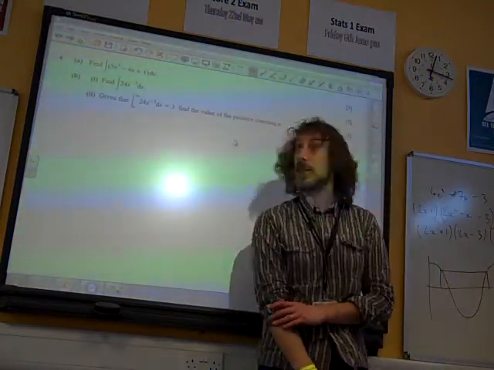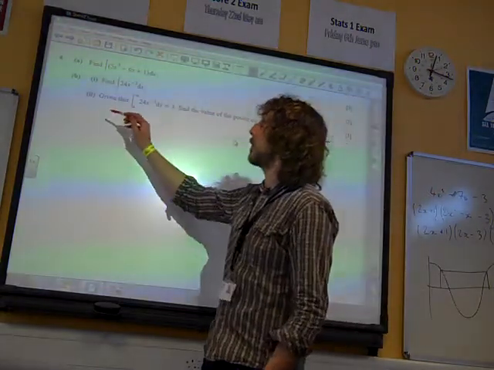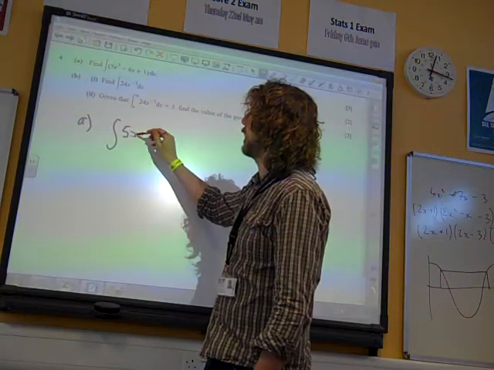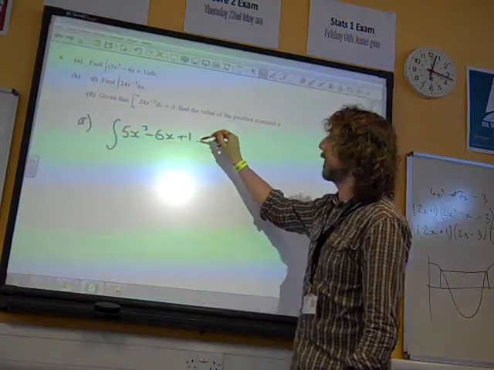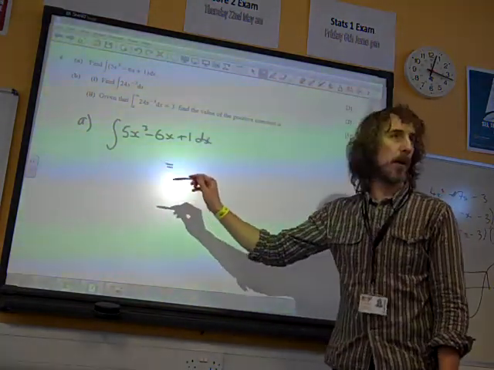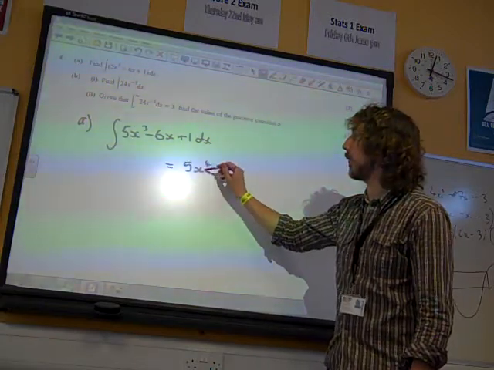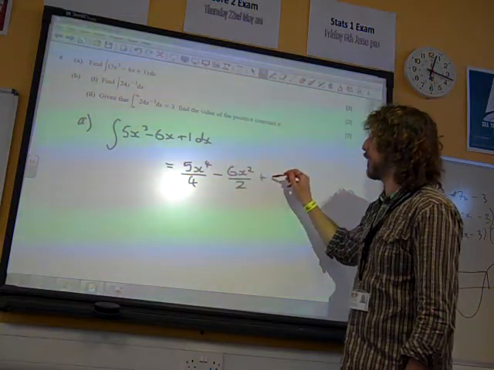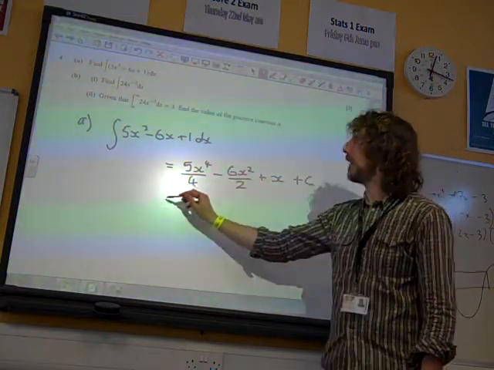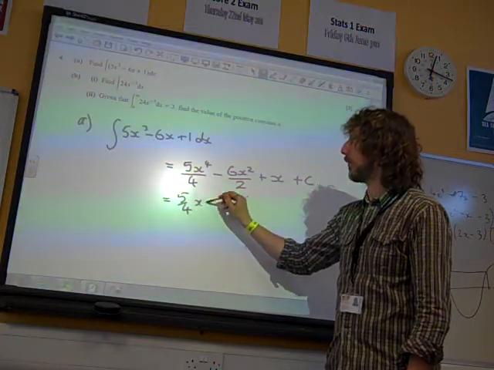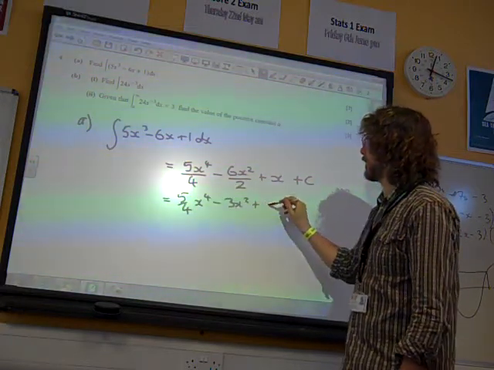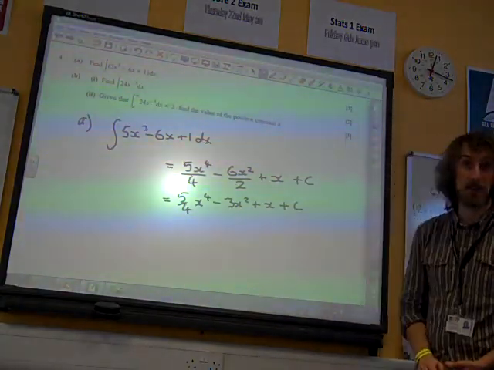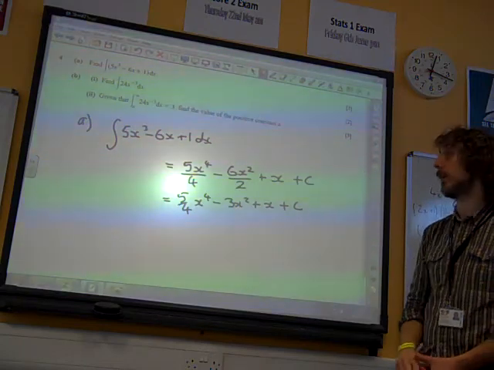Question 4. Find the integral of 5x cubed minus 6x plus 1. Loads of people do this really nicely. Well done. We add 1 to the power and divide by the new power: 5x to the 4 over 4, minus 6x squared over 2, plus 1x plus c. There you go: 5 over 4 x to the 4, minus 3x squared plus x plus c. We'll take those 3 marks. Of course you lose 1 for not putting plus c.